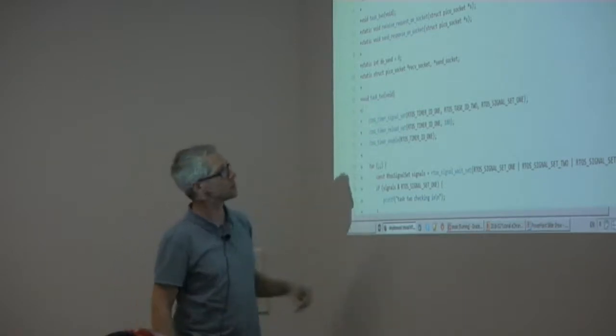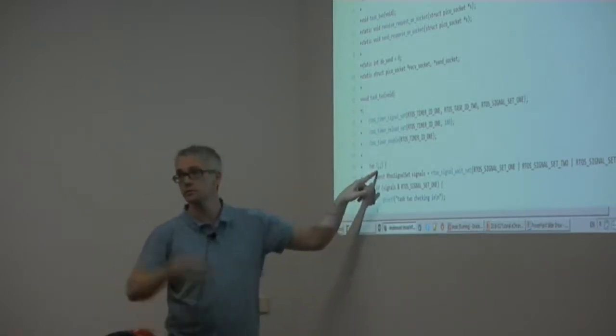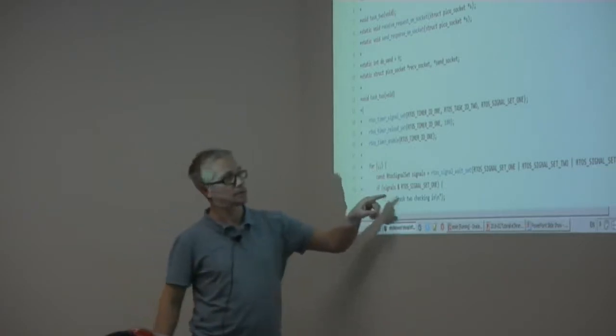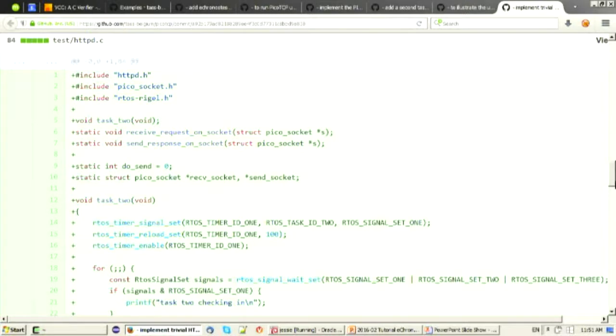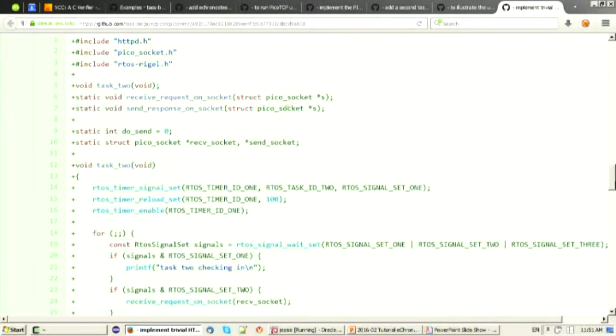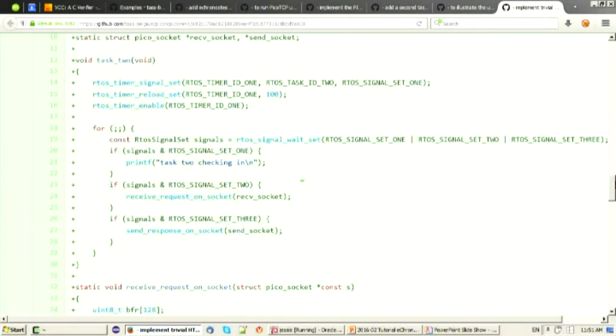This is the task two implementation. Again, it has this endless loop, so it'll just keep on waiting for a signal, and once the signal comes in, do something. There are three signals, as you can see. Let's keep this here. Signal number one, we had previously used that for the timer. And we just keep that here so that we can see task two running every now and then.